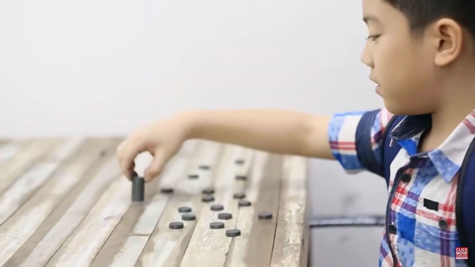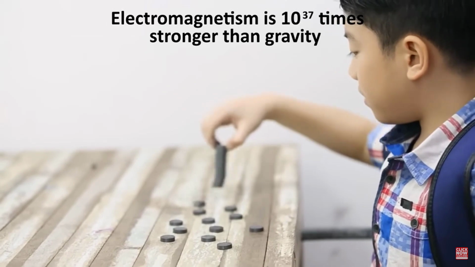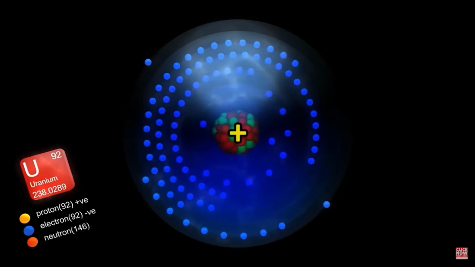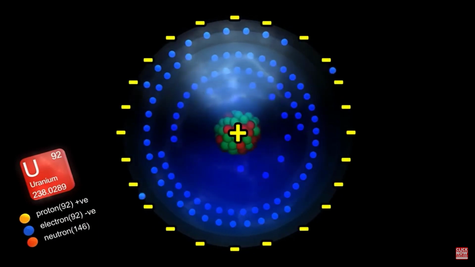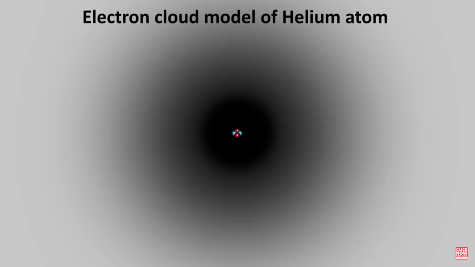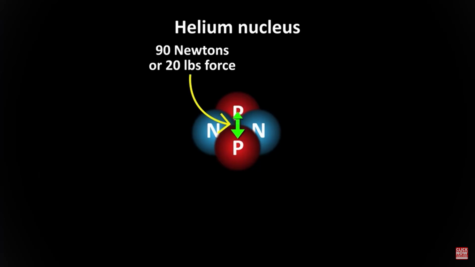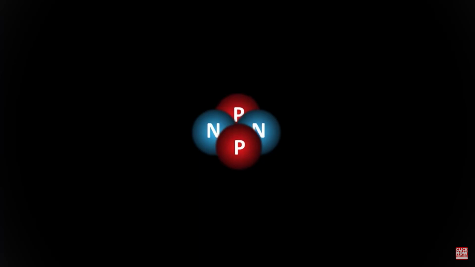For example, electromagnetism is a whopping 10 to the 37 times stronger than gravity. It's responsible for keeping the negatively charged electrons near the positively charged protons in atoms. So now you have to ask, since electromagnetism is so strong, then multiple protons in the nucleus of any atom, like helium and beyond, should repel each other very strongly. According to Coulomb's law, the 2 protons in a helium atom experience a repulsive force equal to about 90 newtons or 20 pounds. For something as small as a helium atom, this is a huge force. They should repel each other and fly apart instantly.